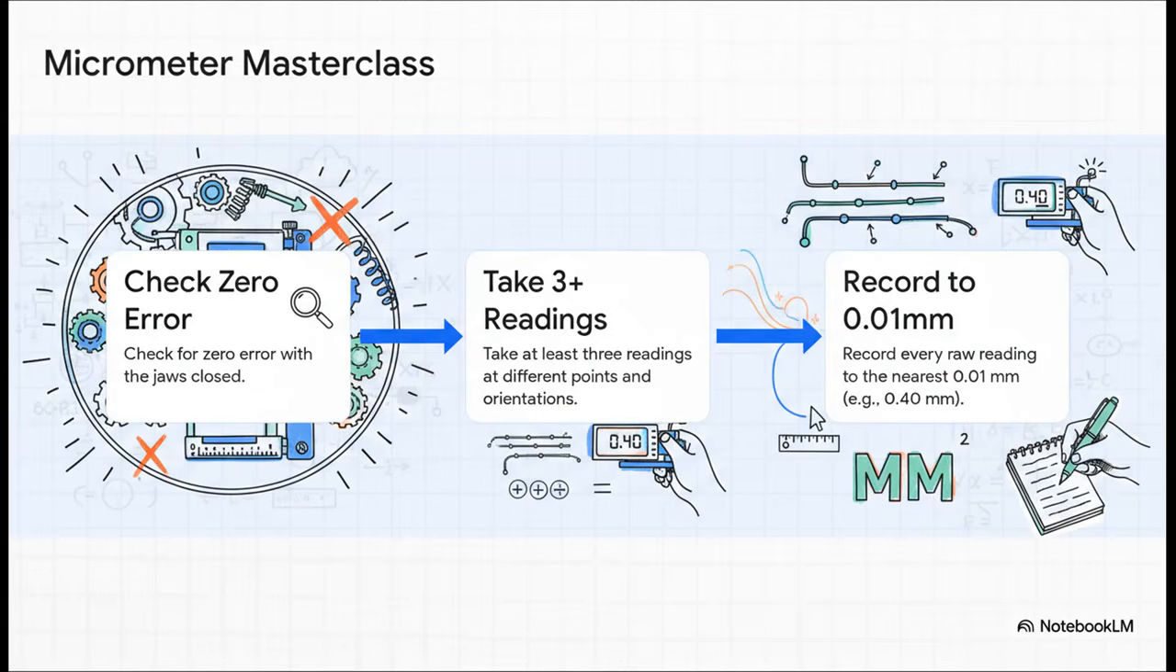So, how do you avoid that trap? Simple. Here's a 3-step masterclass. 1. Always check for a 0 error before you even start. 2. Remember that wires aren't perfectly round, so take at least 3 readings in different places and at different angles, then find the average. And 3, this one is so important, record your data with the right precision. For a micrometer, that's 2 decimal places in millimeters. So if a reading is exactly 0.4, you must write 0.40.